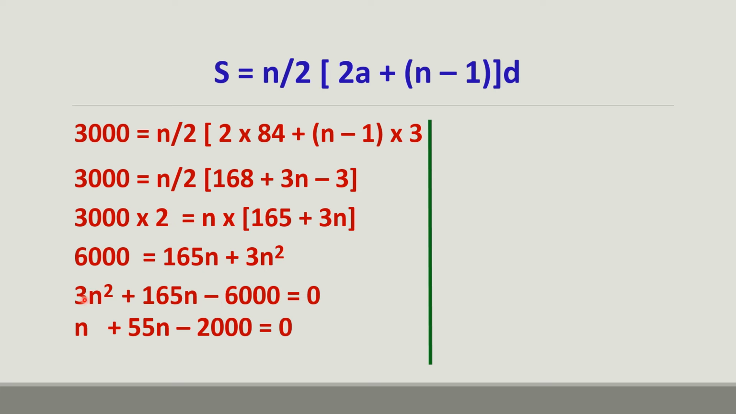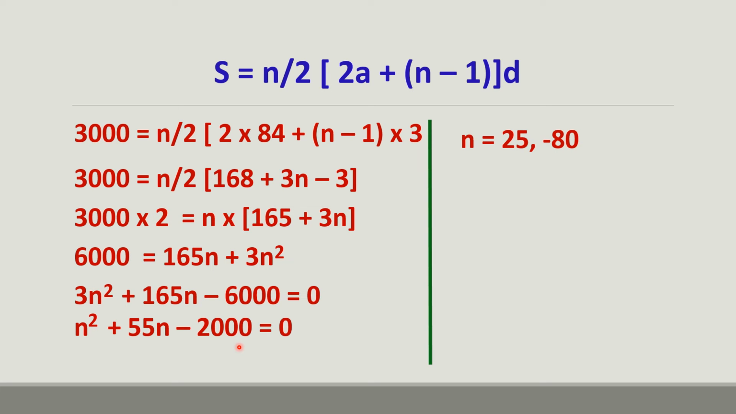3 can be divided by 3, that makes n square. 165 divided by 3 is 55 and 6000 divided by 3 is 2000. So let us consider this formula: n square plus 55n minus 2000 is equal to 0. Now this quadratic equation can be solved by the formula to solve the quadratic equation.